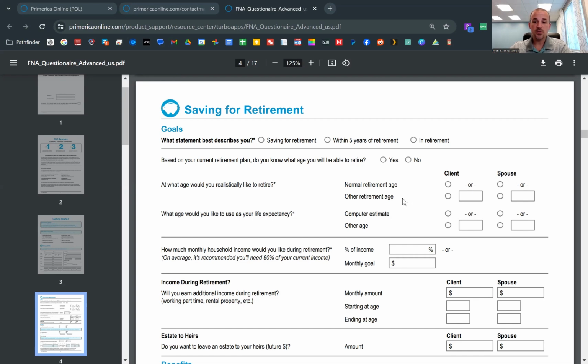So if they do know and they say, yeah, I definitely want to retire at 62, 65, 60, 55, whatever, you're going to put those numbers in there specifically so you have an accurate plan for them. Life expectancy, I will many times use the computer estimate.